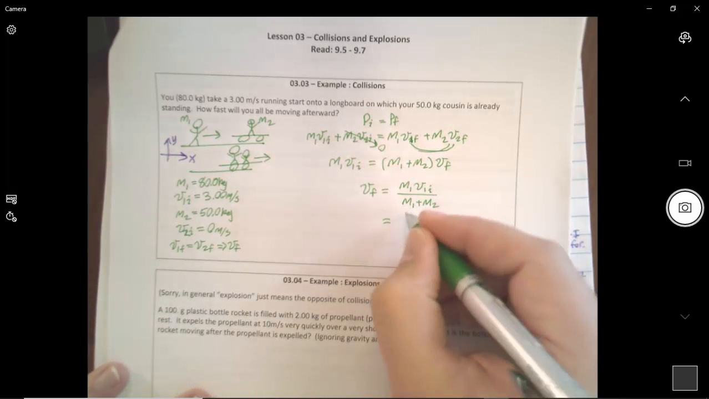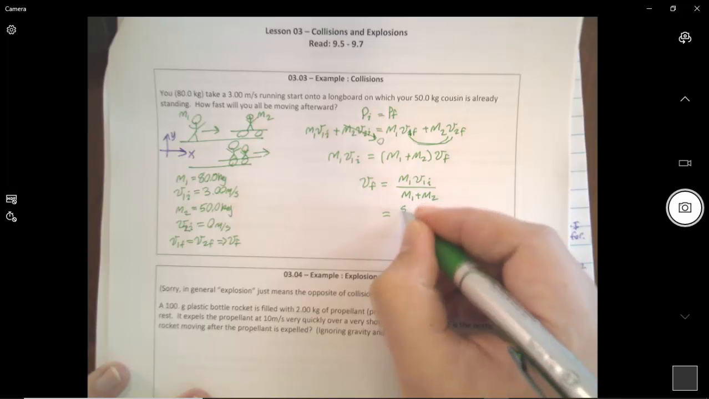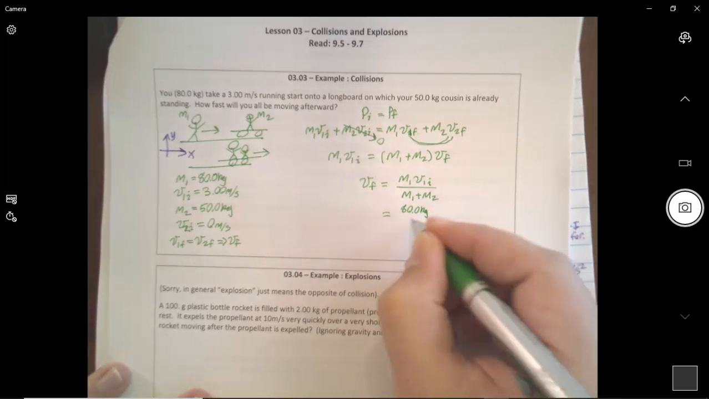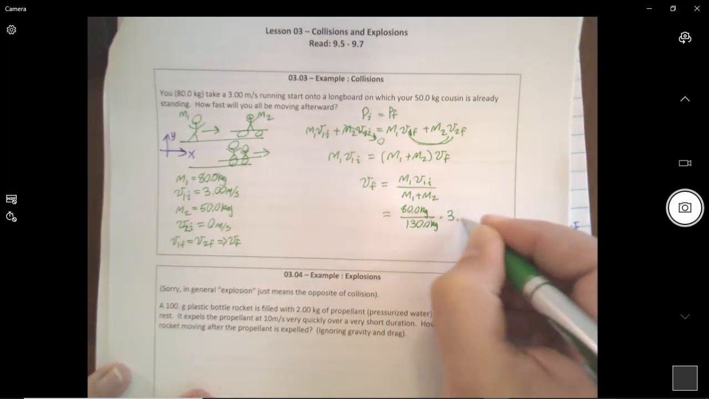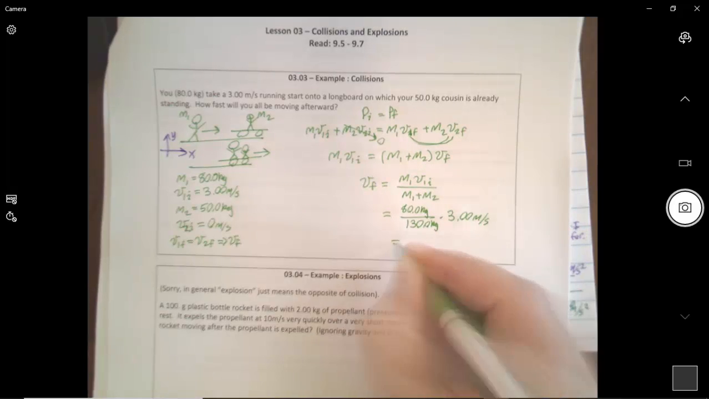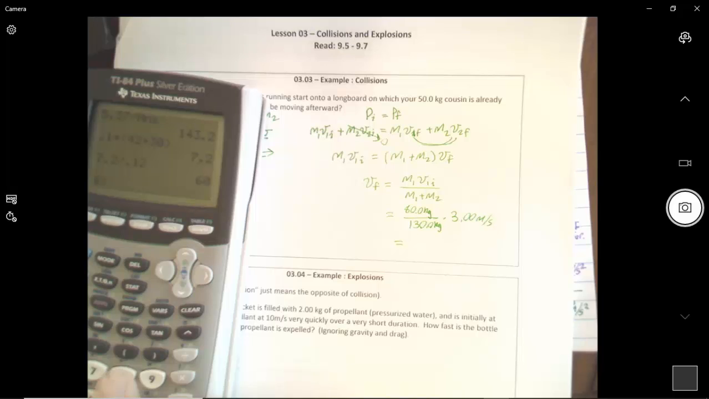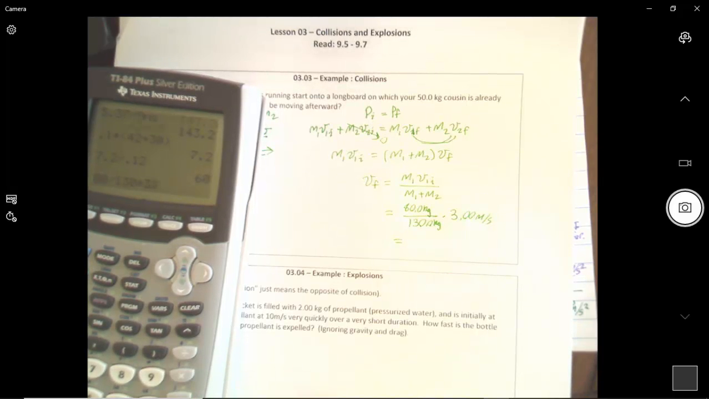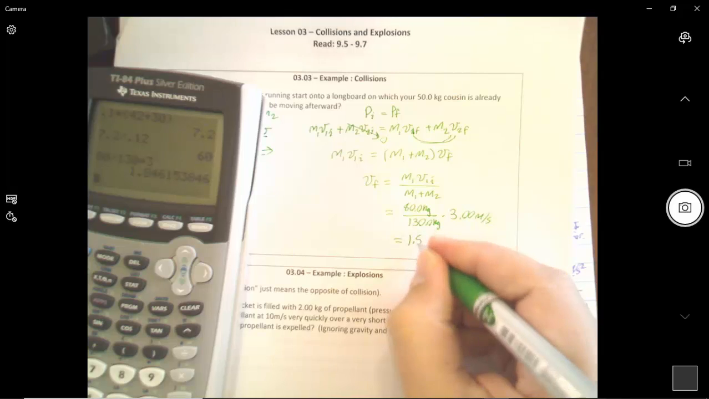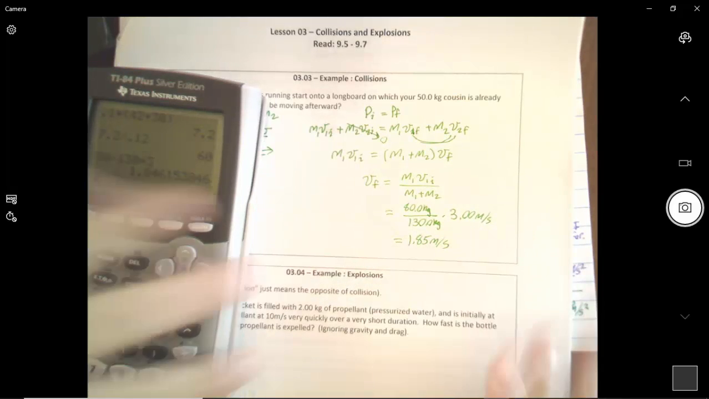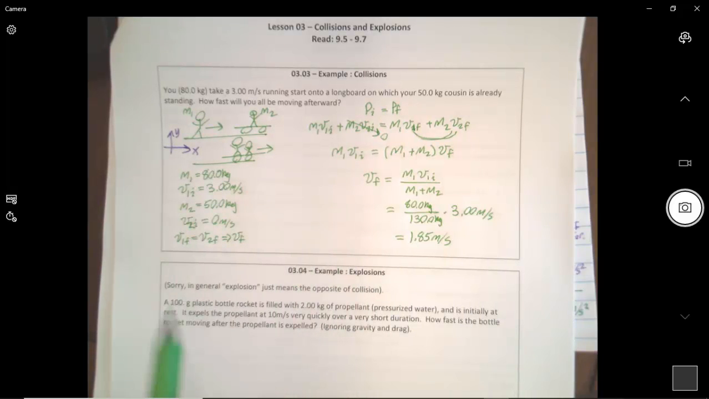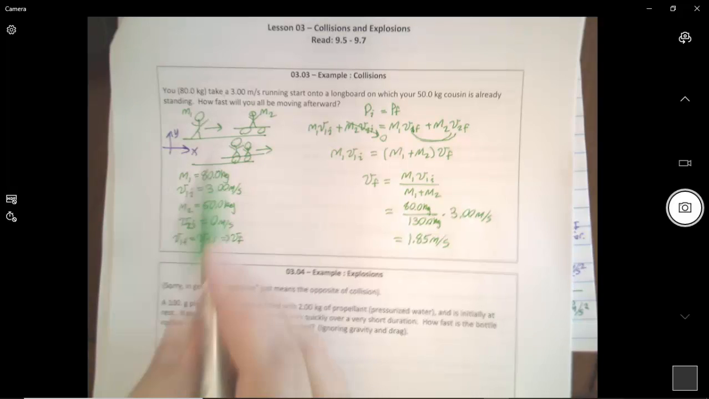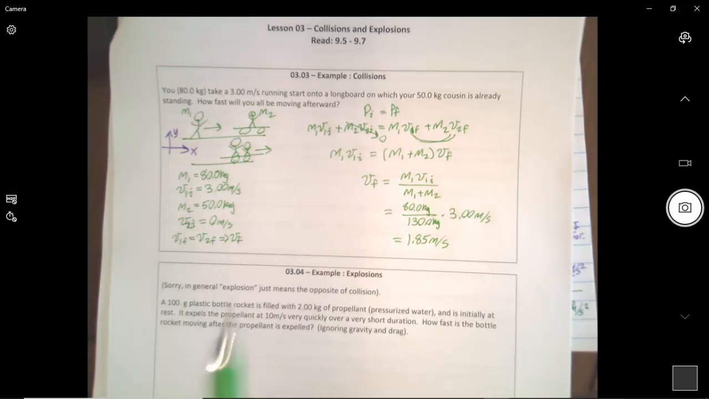Now we can plug in all the quantities, and we get 80.0 kilograms over 130.0 kilograms times 3.00 meters per second, and we get 1.85 meters per second. Okay, so this is an example of a collision. Specifically, this is called an inelastic collision, which is when the two objects that are colliding stick together. We will talk more about that next time.